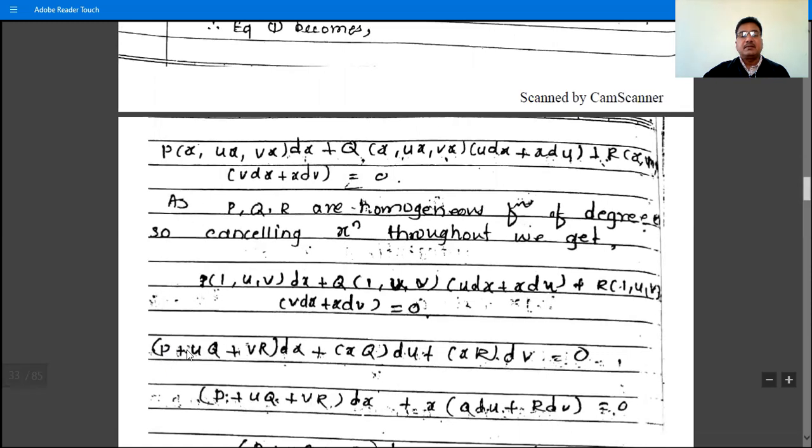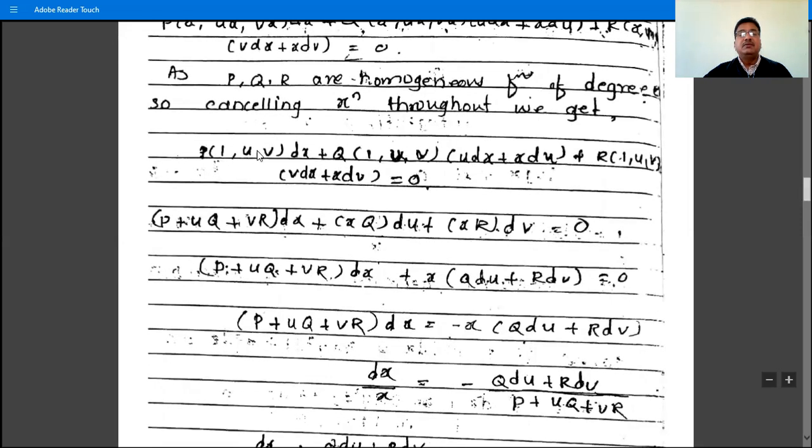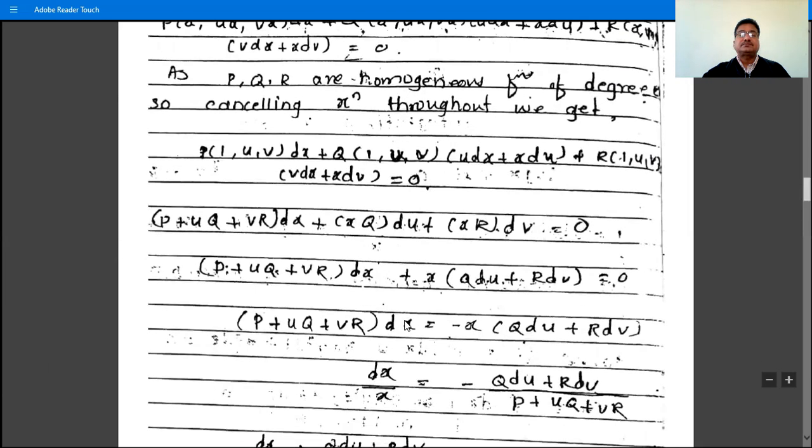P1(u, v) dx plus Q1(u, v) times (u dx plus x du) plus R1(u, v) times (v dx plus x dv) is equal to 0.